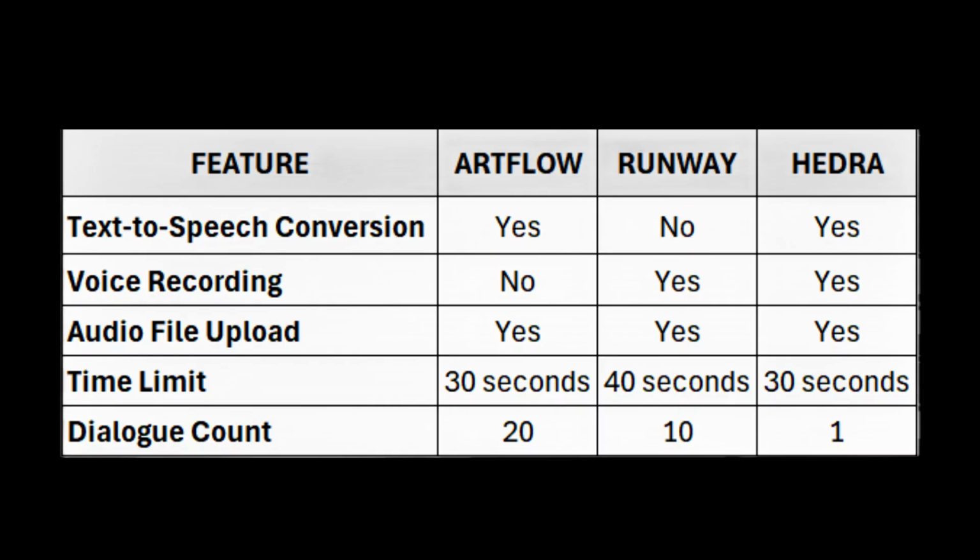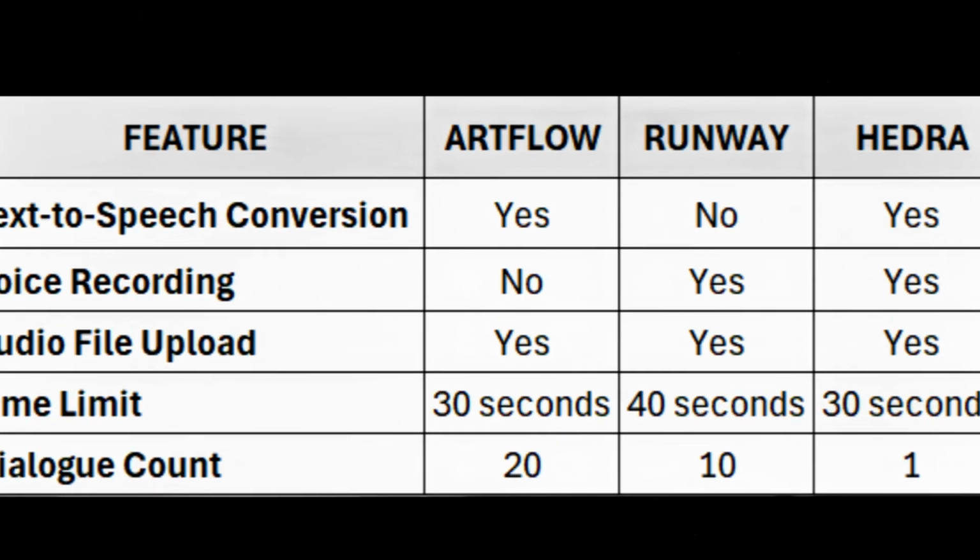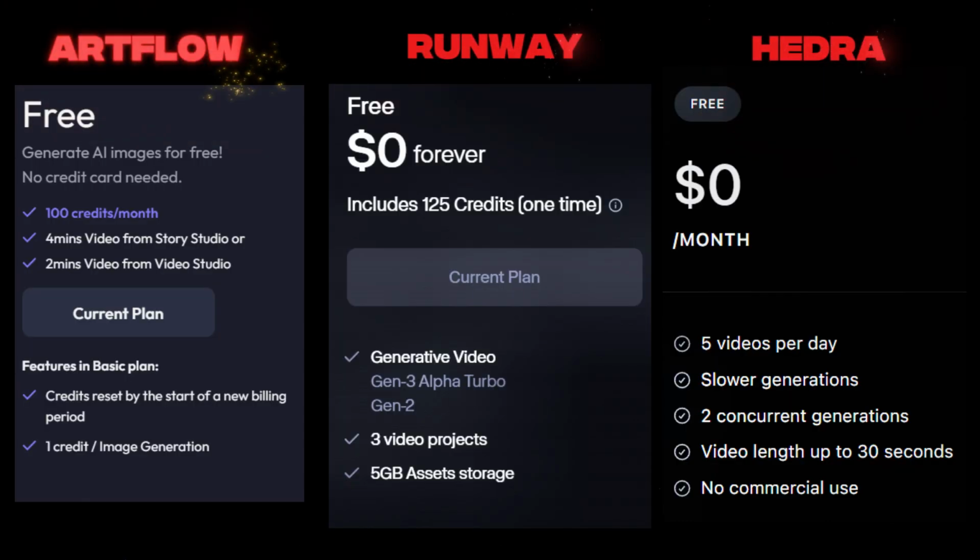Additionally, within a single project, Artflow lets you create 20 different talking avatars, Runway allows 10, and Hedra only allows one project. I'll leave the links to these three tools in the description so you can check and compare their package features. However, keep in mind that Hedra is specifically designed for making avatars talk, so its limits are naturally more restricted and different because it encourages you to upgrade to a paid plan.